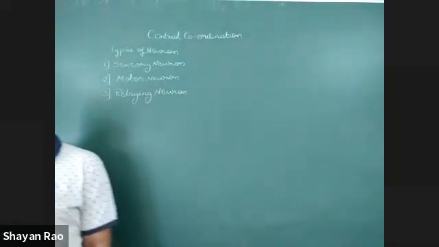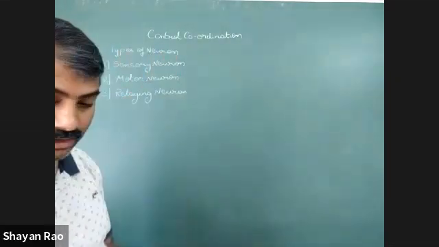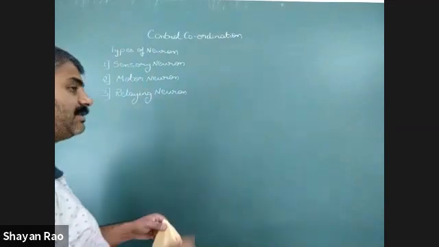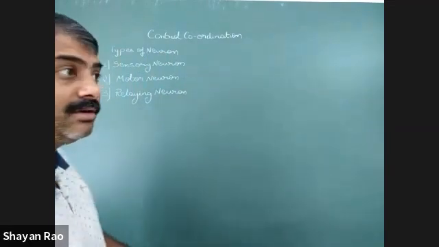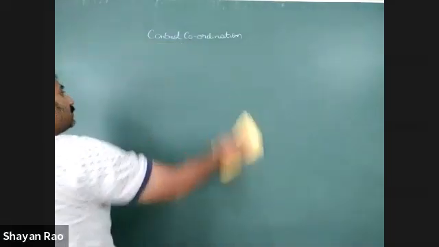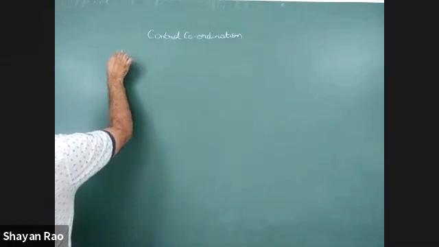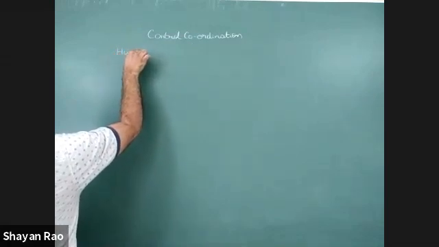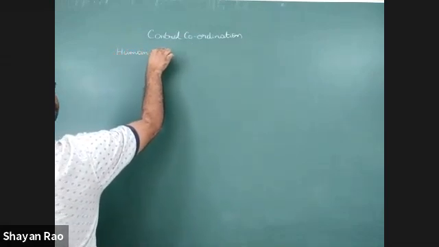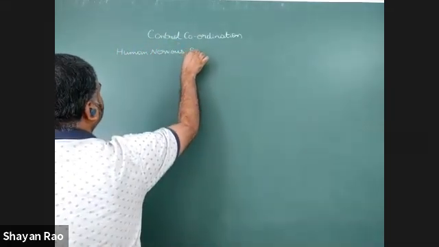Okay. So next, we have understood the types of neurons. Now let's try to understand the classification of the nervous system in the human body. So let's go ahead. So human nervous system.